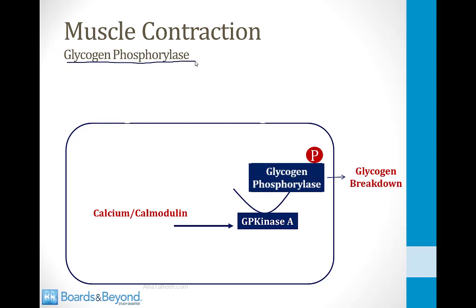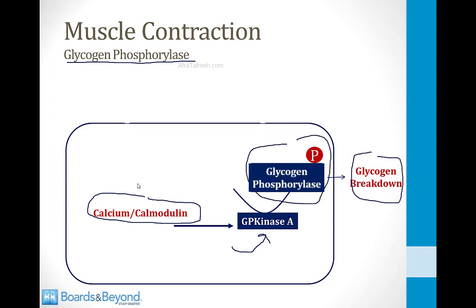in the absence of hormones. When you begin exercising, you want glycogen breakdown to occur immediately. You don't want to have to wait for hormone levels to become elevated. So the calcium and calmodulin complex that is generated by active muscles can directly activate GP kinase A, which will phosphorylate glycogen phosphorylase and lead to glycogen breakdown. It's the calcium that triggers this process, and in this way, muscles don't have to wait for hormone levels to tell them to start breaking down glycogen.